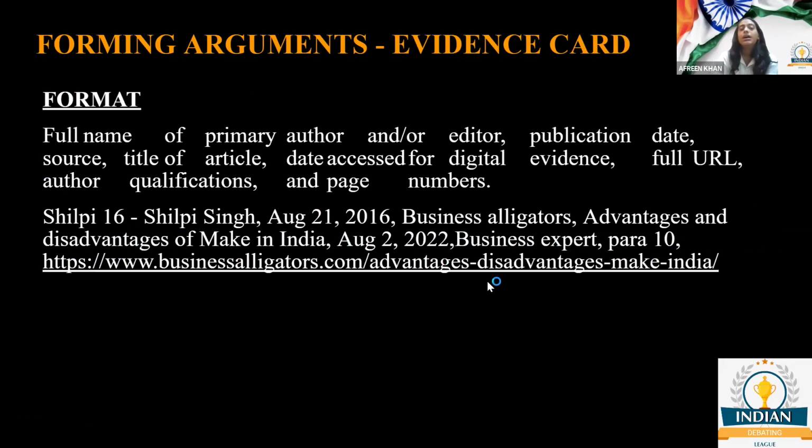So this is the formation of evidence card. This is the format. You need to know the full name of the primary author or the editor. You need to know about the publication date, the source, title of article, the date when it was accessed, the full URL, author qualification, and the page number. So this is the order that you need to follow in order to make the evidence card.